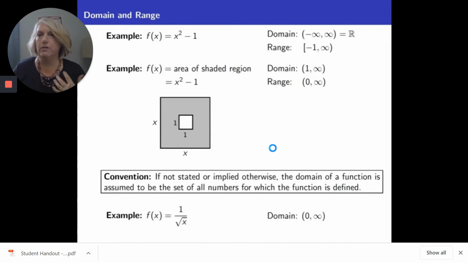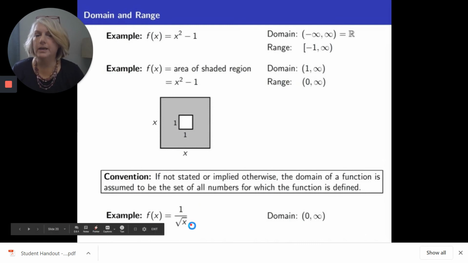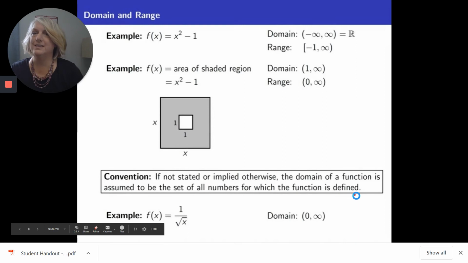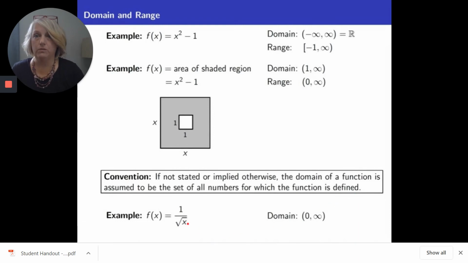And you kind of have to remember the basic rules that we had for pre-calculus. One here is that you cannot have 0 in your denominator. So division by 0 would not return a defined number. So the domain is assumed to be the set of all numbers for which a function is defined. And so here, clearly 0 has to be thrown out.